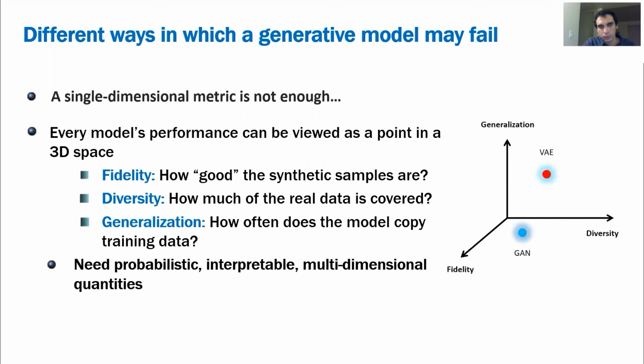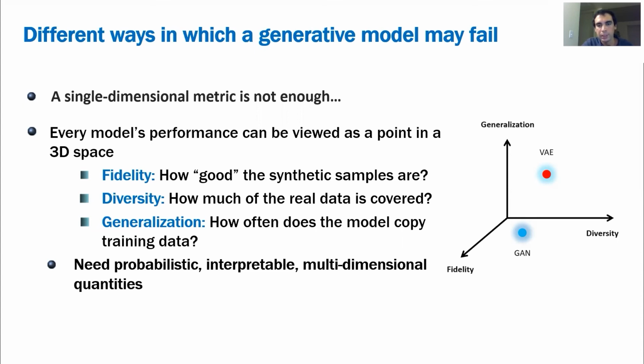So the key takeaway from this discussion is that generative models fail in different ways, and there can be no one number that describes the performance of generative models. So it's more useful to look at multidimensional metrics. And in the literature, there are 3 dimensions that people evaluate for model quality. The first is fidelity, which is a measure of how good the synthetic samples are, how realistic they are. The second aspect is diversity.